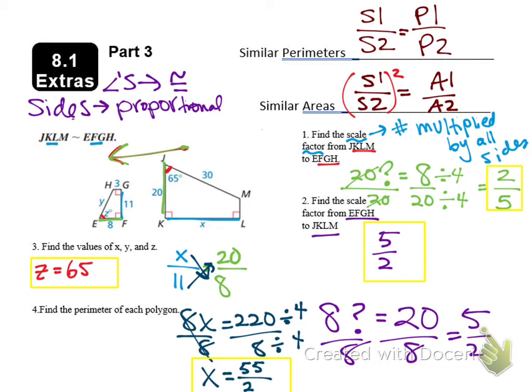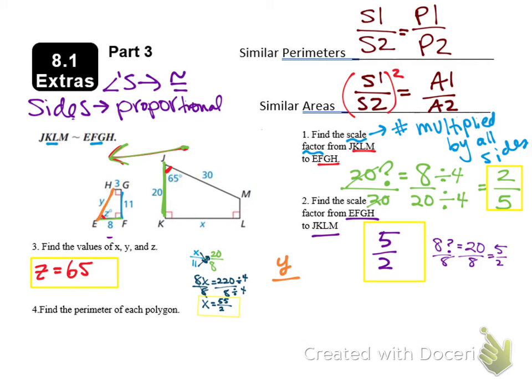Okay, and then y. Is y a side or an angle? It's a side. So sides are proportional. We're going to set up a proportion. So y, what does y correspond with? It's HE. So it's 30, yep. Y over 30. We want to set it equal to two side lengths that we know. We still know 8 and 20.